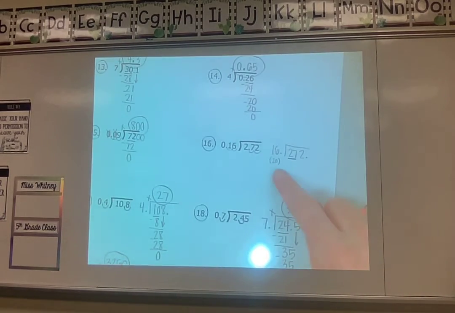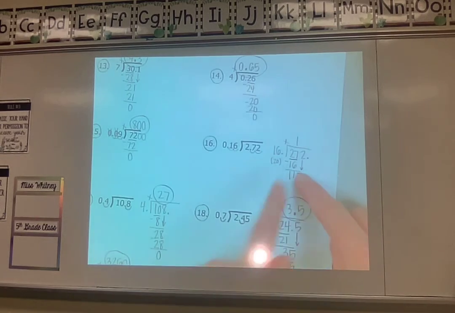All right, well, 20 is only going to fit in there 1 time, so I'm going to guess it's a 1. 16 times 1 is 16. I'm going to subtract. That would give me an 11. Remember, I can stop and check. 11 is smaller than 16, so I was right. Bring down my next number, which is a 2, and then cover up in the back.